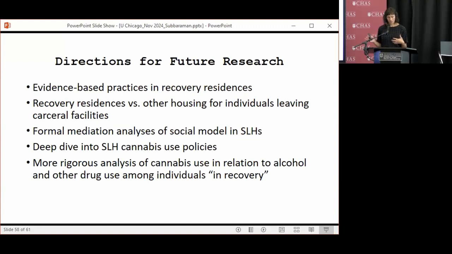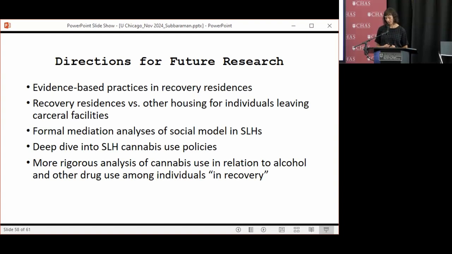Like I mentioned, I'm going to start the mediation analyses, looking at how the social model works in sober living houses. We're also hoping to do a deep dive into policies around cannabis use in sober living houses, because we actually don't really know what the policies are.